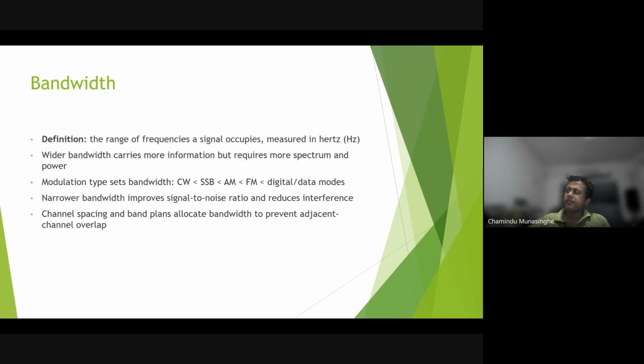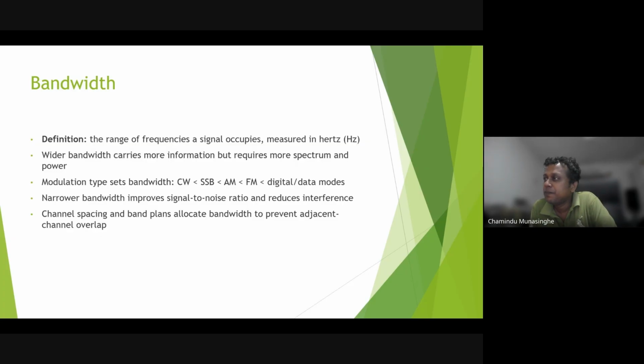I'm not too sure whether this is 100% correct. Some digital data modes don't take much bandwidth as voice, right? So this needs to be corrected, but yeah, that's a mistake on my end. That's what you get for using Claude to generate the slides. Yeah. The bane of using the AI age.